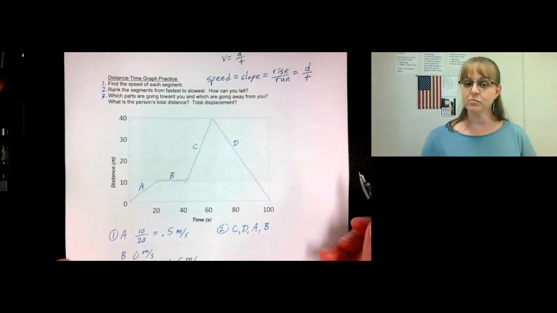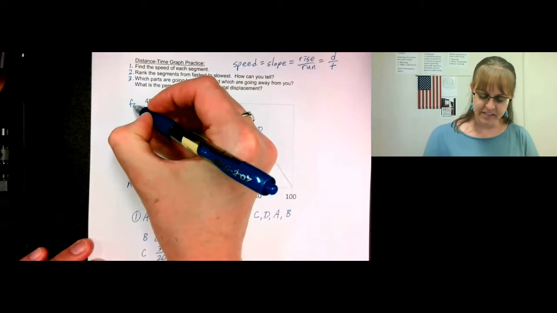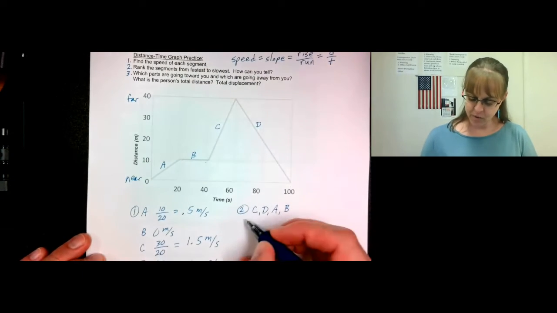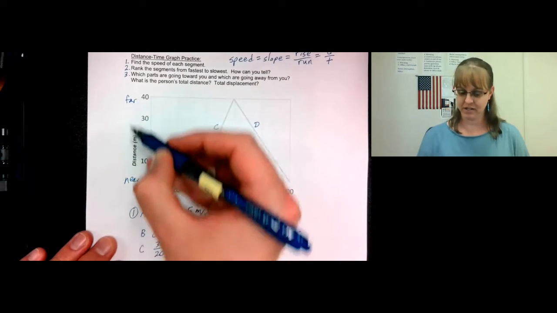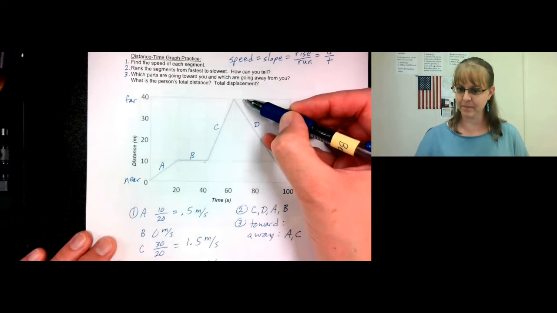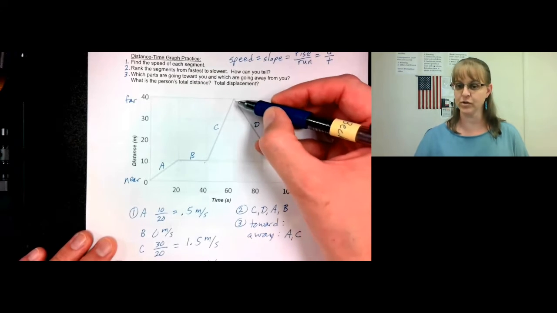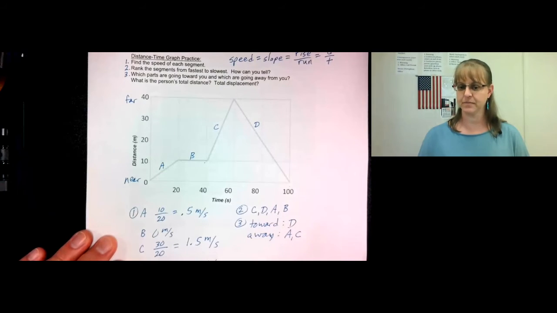Number 3, which parts are going toward you and which are going away from you? Remember, this is near and this is far. So the ones that are going away from you are going from near to far. So A is going away and C is going away. The one that is going toward you is going from far to near. So D is going toward you.